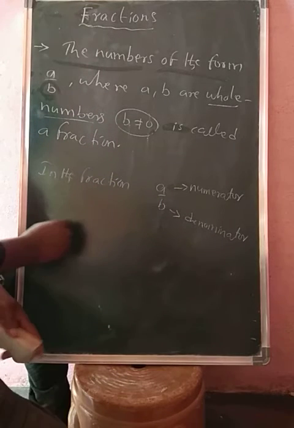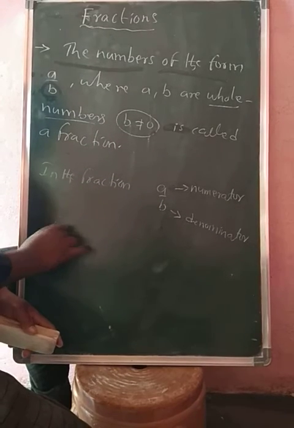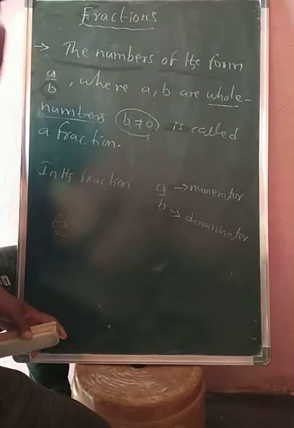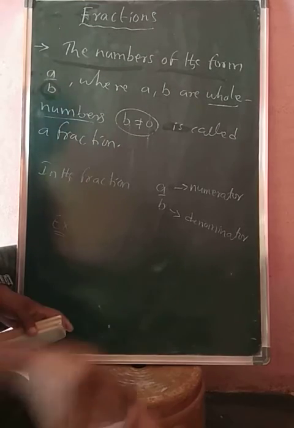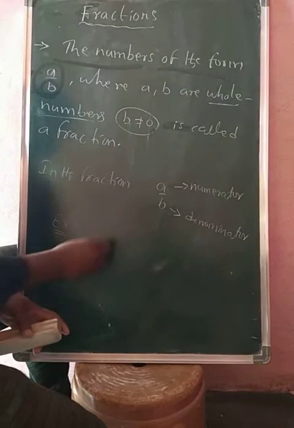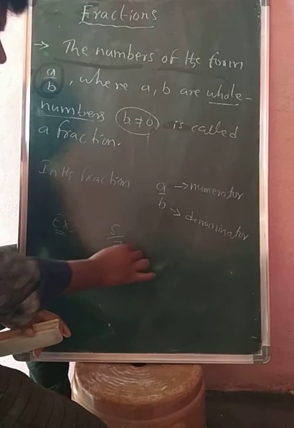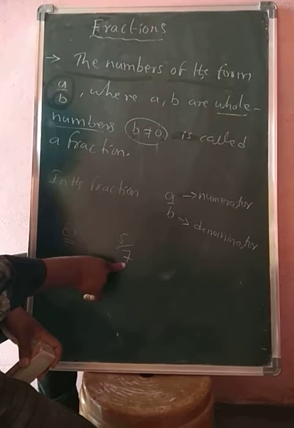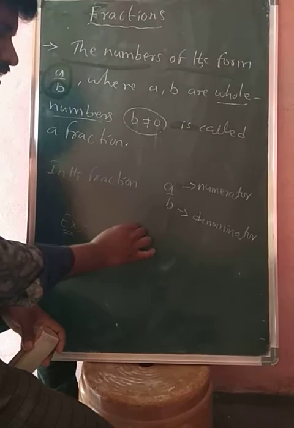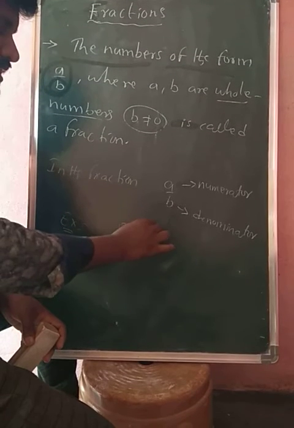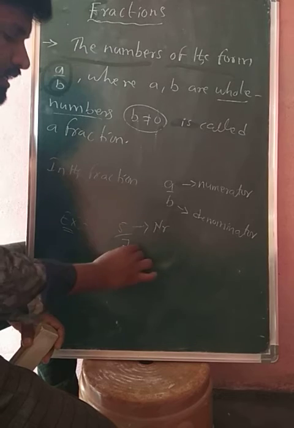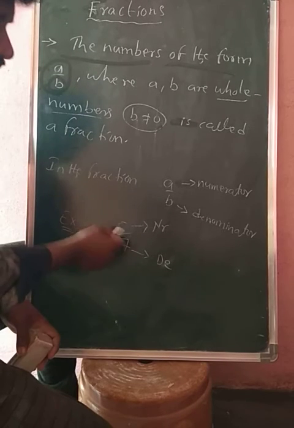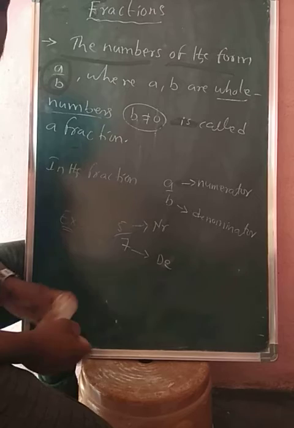So if you write a fraction, take any two whole numbers, it should be in the form of a by b. I have taken 5 by 7. Clearly, in the place of b, the denominator, it is not equal to 0. So we can say that 5 is the numerator and 7 is the denominator.